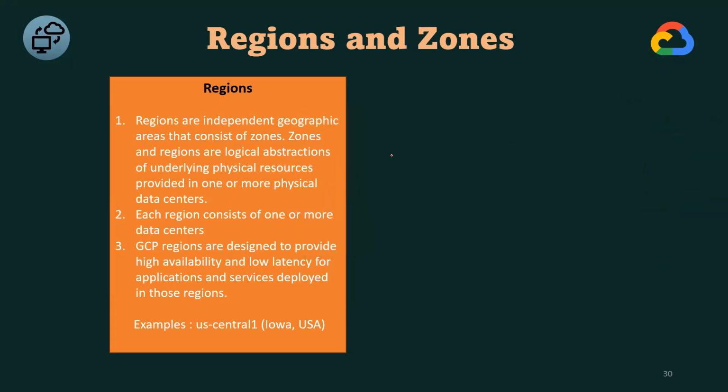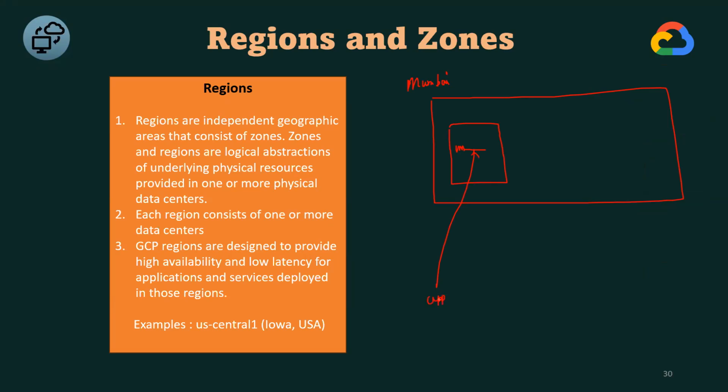For example, assume that this is one of the regions. Let us take Mumbai, or Singapore. This is Mumbai. In Mumbai, I have a virtual machine here. I have deployed my application here on top of the virtual machine. And this is zone 1.